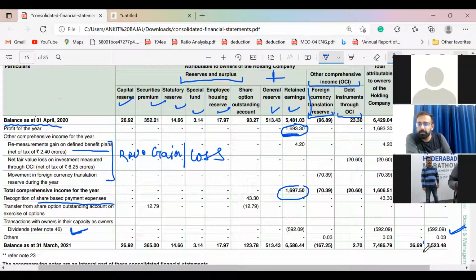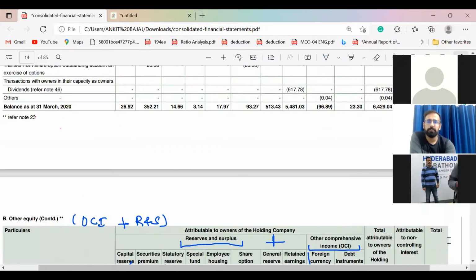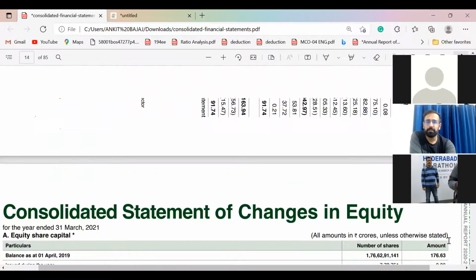So this final balance, the company will be transferring to the balance sheet, and they will give the line item the heading other equity, right? So we will check the balance sheet. What is the final balance which the company will be transferring in the balance sheet? It is 7,523. Now I will show you the balance sheet. You just have to remember this value, 7,523.